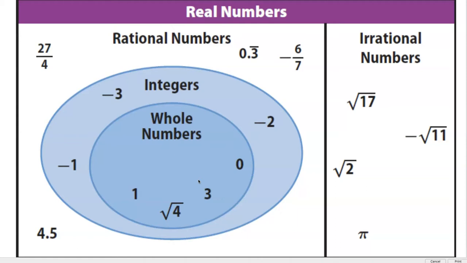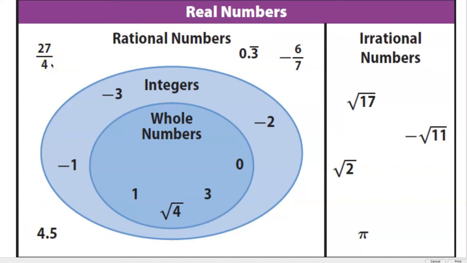Then we expanded to the integers. Integers were the counting numbers, but with their negative counterparts. So for instance, -1, -2, -3, -4, -5, those are integers. Integers also include whole numbers, so the positive ones as well. Now, the other types of rational numbers are things like decimals that end, 4.5, right? It ends.